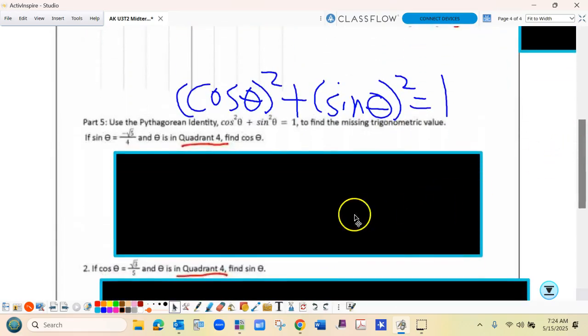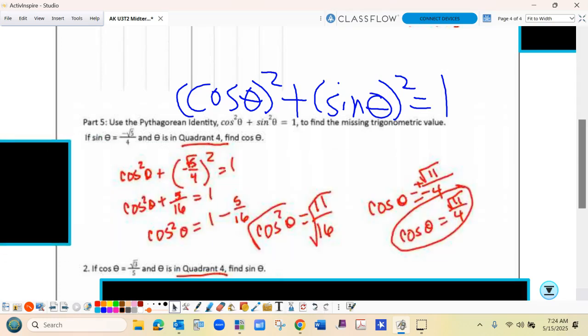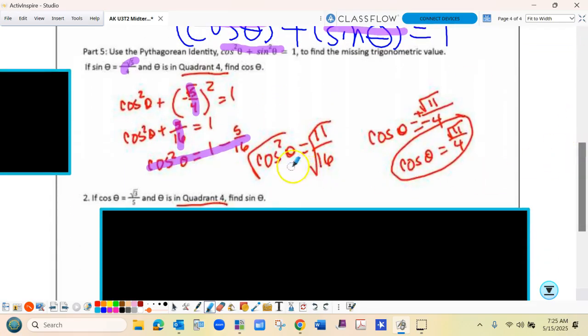Last ones. This is the hardest for you. So I'm just going to reveal the answers and talk about it. First of all, you must rewrite this equation this way. And then they give you a number to put in for sine. In this case, it's negative square root of 5 over 4. You square that. When you square that and make it a fraction in your calculator, you must show this step where you subtract 5 over 16 from both sides. It's still an equation. You still need an equal sign.